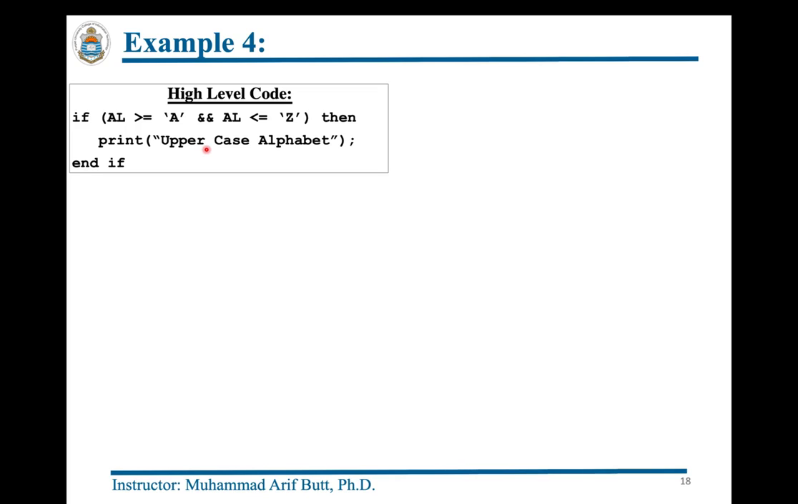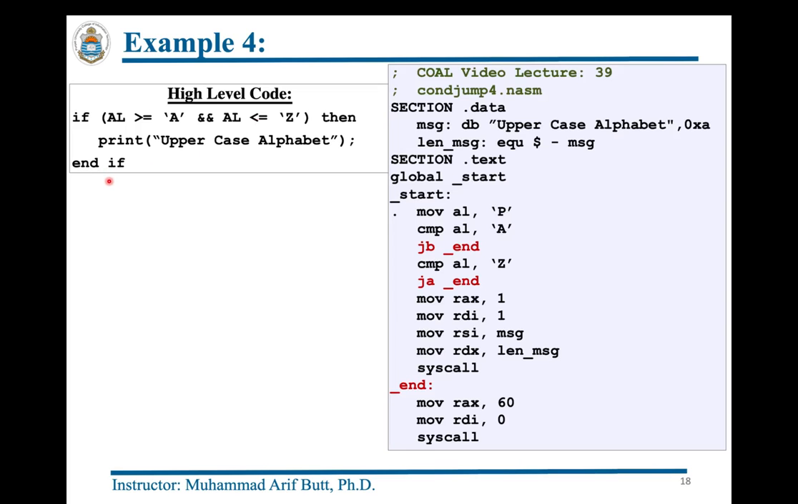And my dear students, since you know that this is a short circuiting AND operator, so if the first condition evaluates to false, the second condition will not be tested, and the control of execution will shift to the instruction after this AND-if statement. Now this is one of the ways to implement this high-level code in assembly language.